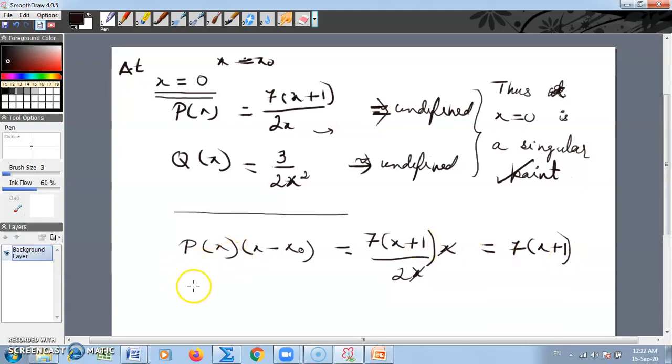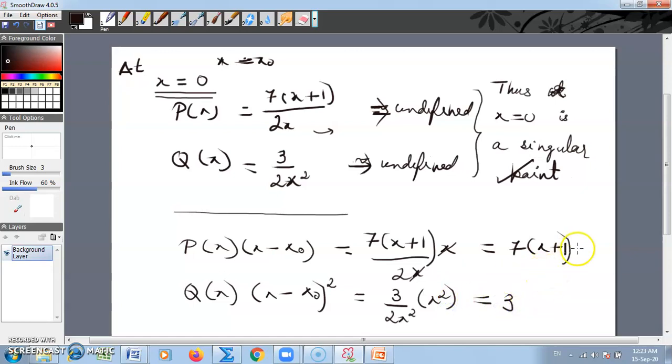And similarly for qx, multiplied by x minus x naught, I have to do this and see whether it's analytical or not. So qx is 3 by 2x squared, and this should be squared here, so it is x minus 0 squared, which means x squared. So again this is also analytical, so you see it's defined, and so this proves that yes, it's a singular point, but it's a regular singular point.